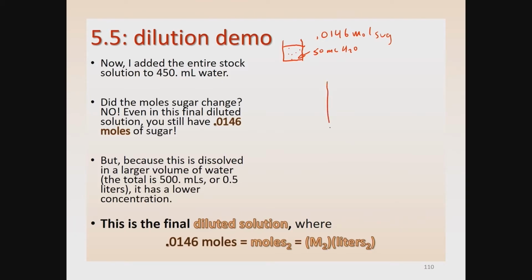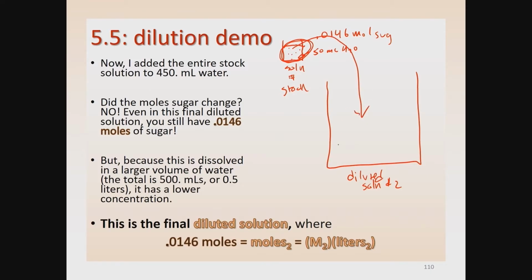So here is a larger beaker. We'll call this first solution, solution 1, which is the stock solution. And then here, this will be the diluted solution, which is solution 2. Okay, so how are we going to dilute this? Well, it's pretty simple. We're going to take the entire 50 milliliters of this solution with the 0.0146 moles of sugar and dump it in like this. And so now the 50 mils of the solution is here with the 0.0146 moles of sugar.